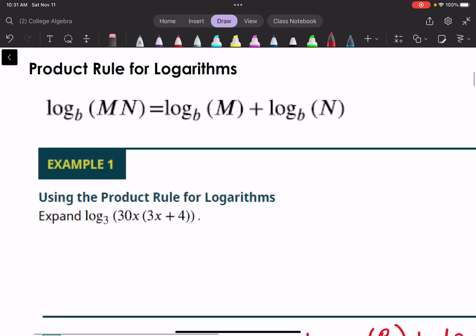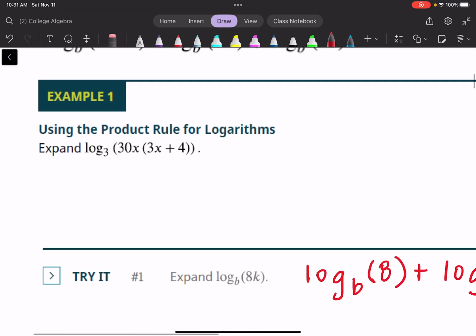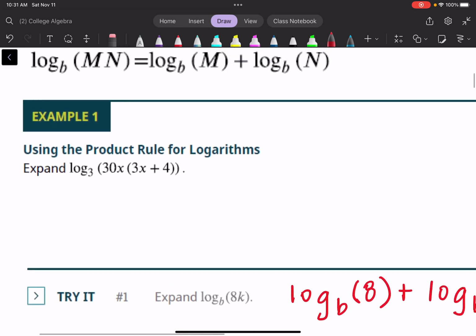We are going to use the product rule for logarithms today that follows directly from the laws of exponents, where if you're multiplying exponents, you add them. So it makes sense that to multiply two things inside the argument of the logarithm, you would then add the logs of those, since we are really working with exponents when we're working with logarithms.